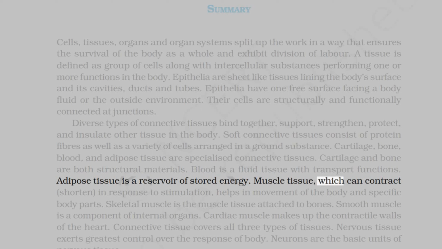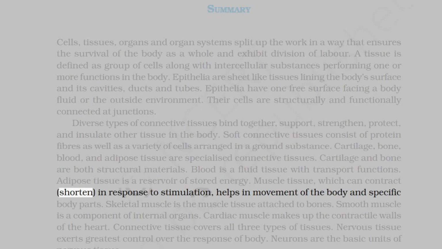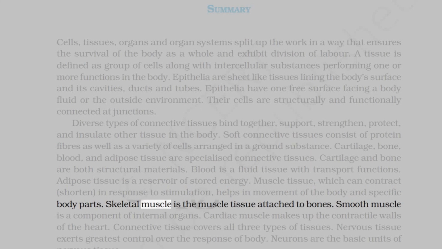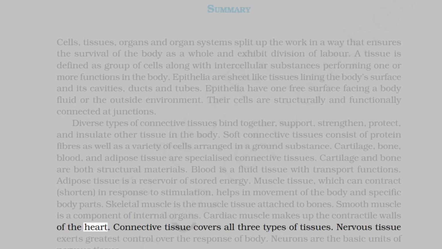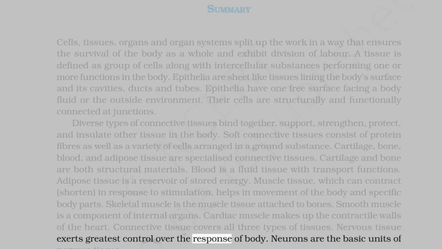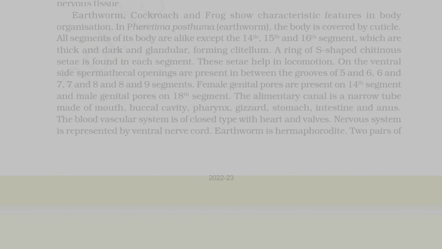Muscle tissue, which can contract and shorten in response to stimulation, helps in movement of the body and specific body parts. Skeletal muscle is the muscle tissue attached to bones. Smooth muscle is a component of internal organs. Cardiac muscle makes up the contractile walls of the heart. Connective tissue covers all three types of tissues. Nervous tissue exerts greatest control over the response of the body. Neurons are the basic units of nervous tissue.